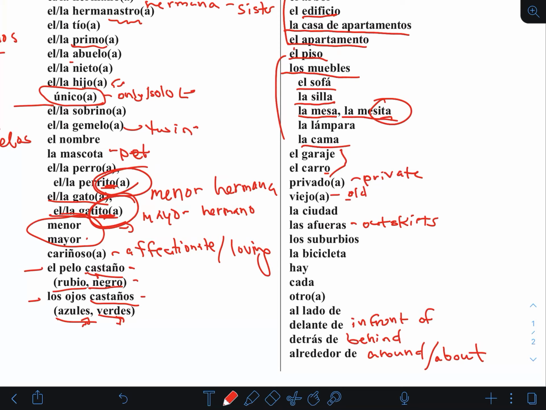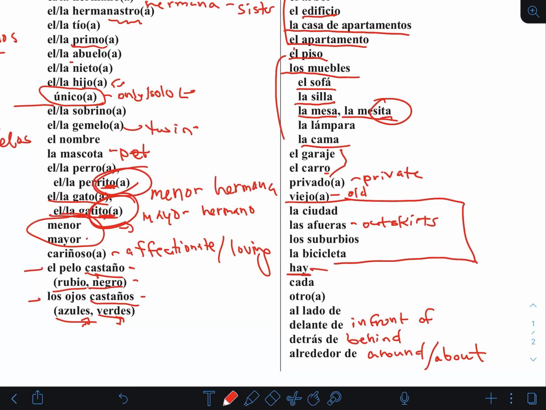So now we're kind of describing where we live. So ciudad is the city. Las afueras would be outskirts. This could also mean like countryside. So in the country, if you live in las afueras, it just means outside of the city. Los suburbios would be the suburbs, right? A lot of you live in these little neighborhoods that are like considered the suburbs, with just the houses around there. La bicicleta, you guys know this, it's the bike.